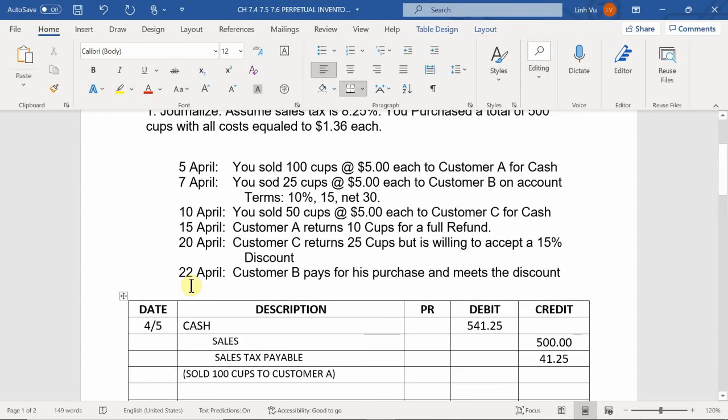So let's see what happened next on April 7. Okay, you end up selling 25 mugs at $5 each to customer B on account, and you also gave terms of 10%, 15, net 30. So how do I record this sale?